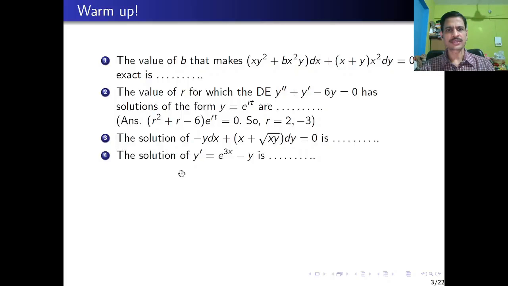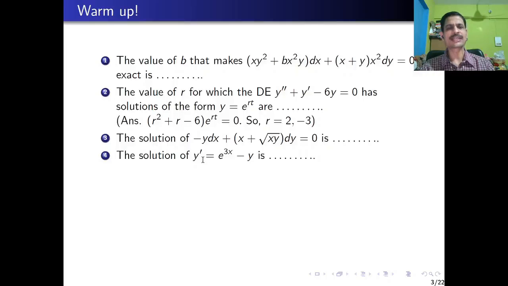The next question is: the solution of y' = e^(3x) − y is ___. Please pause the video and try to solve the question. You must have noticed that this is a linear first order ODE, and you know the method of solving linear first order ODE from your 12th standard. Recall that first you have to find the integrating factor. For that you transfer the −y term to the other side. So you have y' + y = e^(3x). We say P(x) is the coefficient of y, so P(x) = 1, and Q(x) is this term, e^(3x).